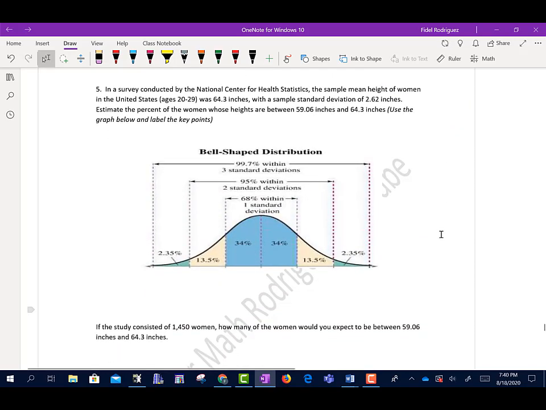Let me see if I can explain that a little bit better in this problem here. It says, in a survey conducted by the National Center for Health Statistics, the sample mean height of women in the United States ages 20 to 29 was 64.3. Okay, so I'm going to just stop right there. Sample mean height. That's telling me that my X bar is 64.3.